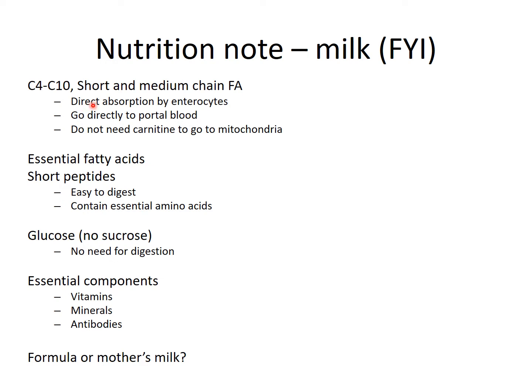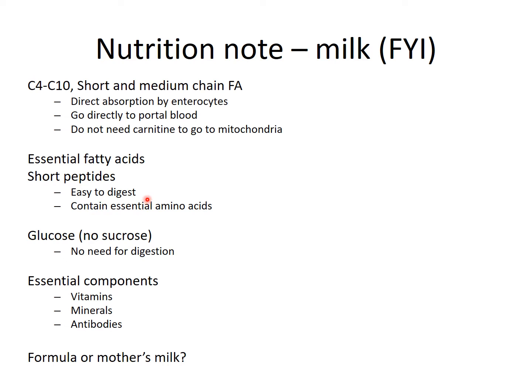And these are the ones that can be directly absorbed from the enterocytes and go to the circulation right away, rather than being packaged in chylomicrons and going a longer way to feed us. They go directly to the portal vein and directly to the mitochondria. They don't need carnitine to be taken up and go for energy generation in mitochondria. Milk also contains essential fatty acids that are transferred from the mother's diet, mother's blood, to the milk.